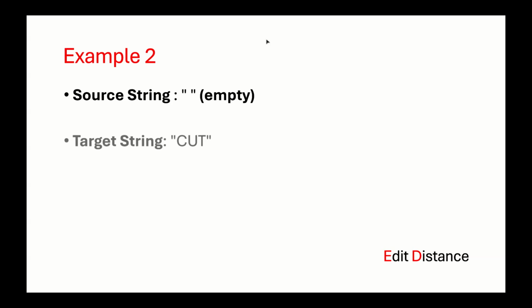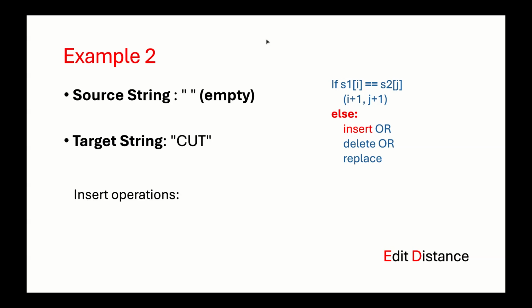Let's see another example. In this case, our source string is empty and our target string is cut. Here is the pseudocode again. As an empty character doesn't match the target, we need to perform one insert char operation per each of our target characters in the string. So we need 3 edit operations in total: C, U, and T.